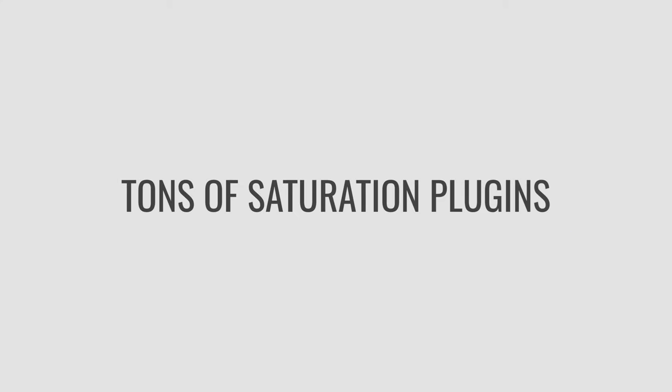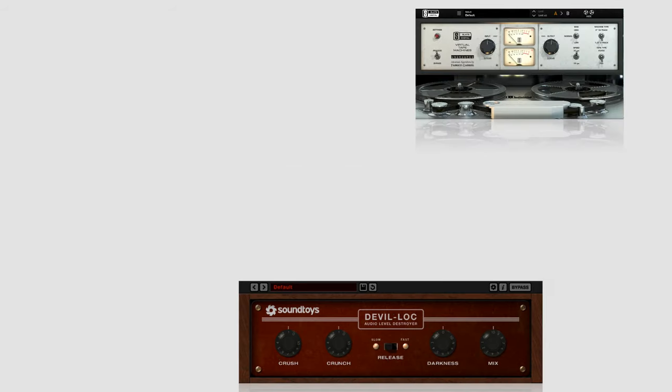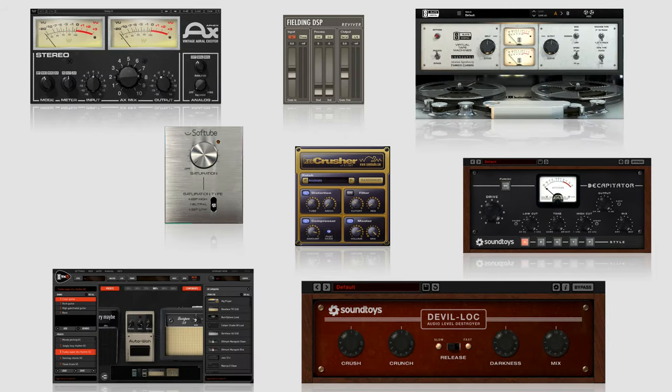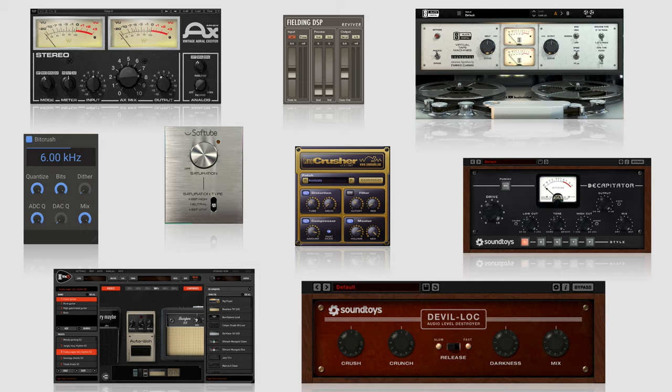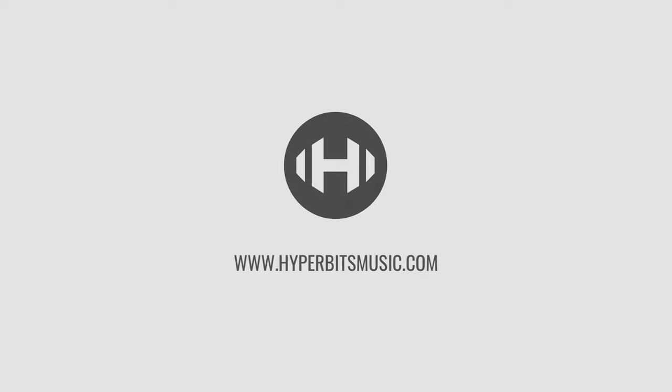Of course, there are tons of different saturation flavors and plugins out there, and part of finding or developing your sound as an artist is likely going to go hand in hand with finding the types of saturation that you love and the types of saturation that sound great to your ears.